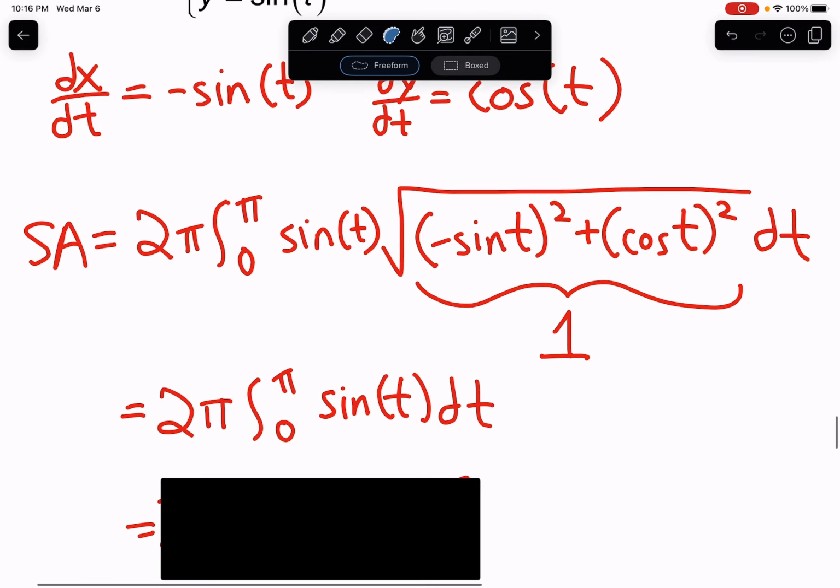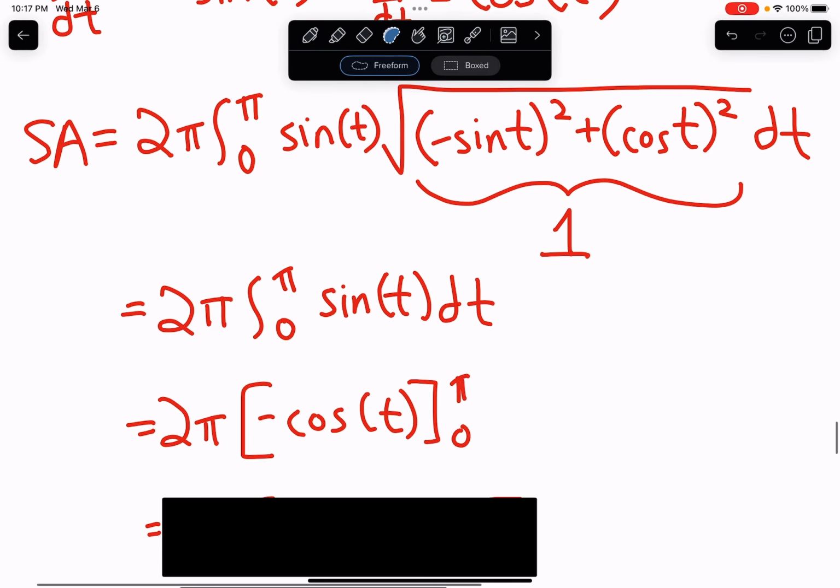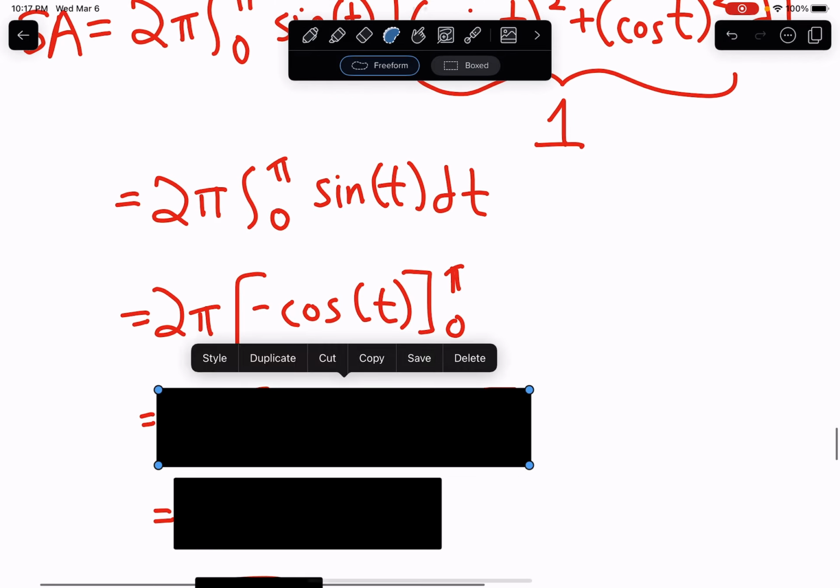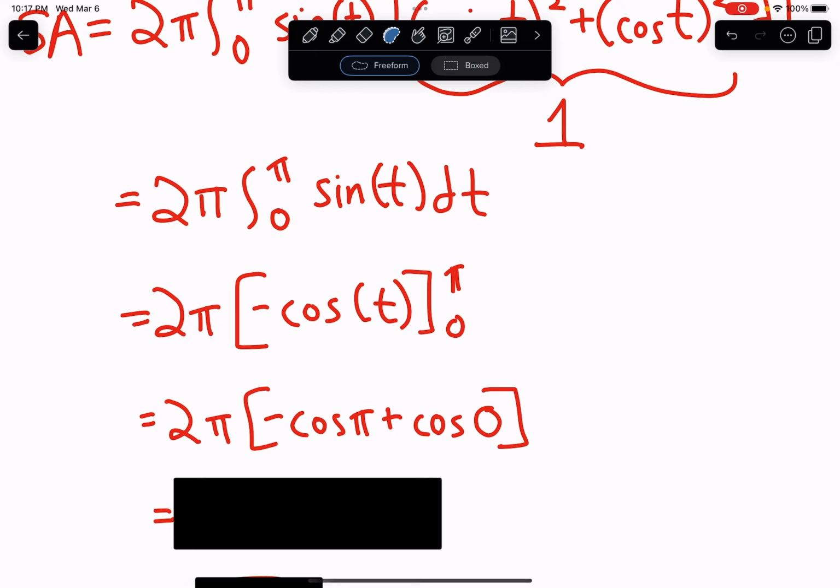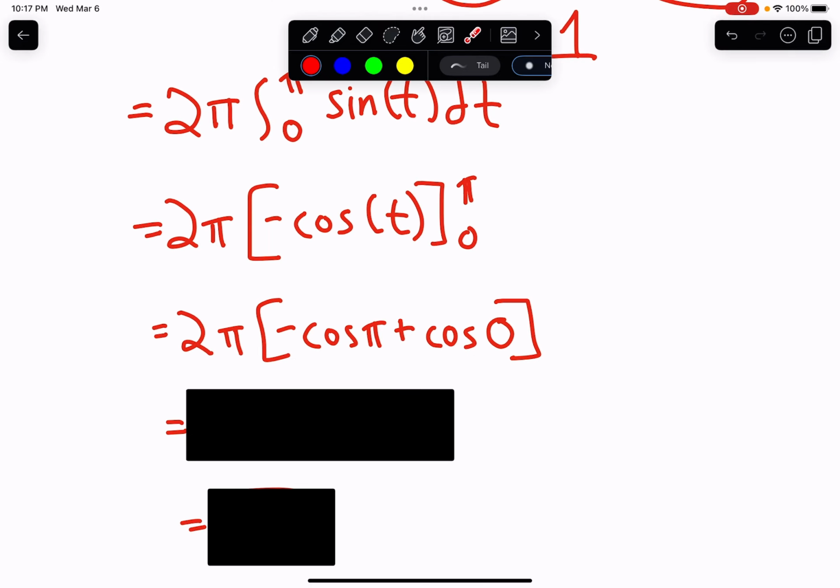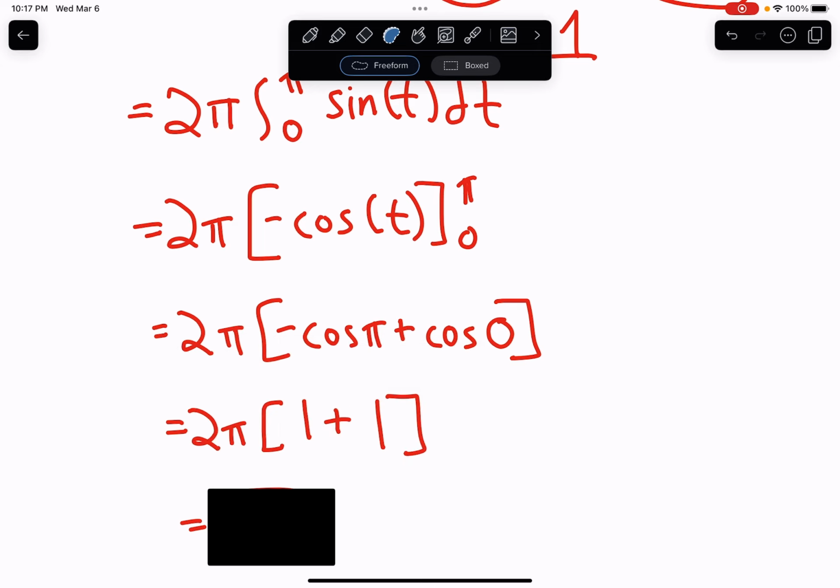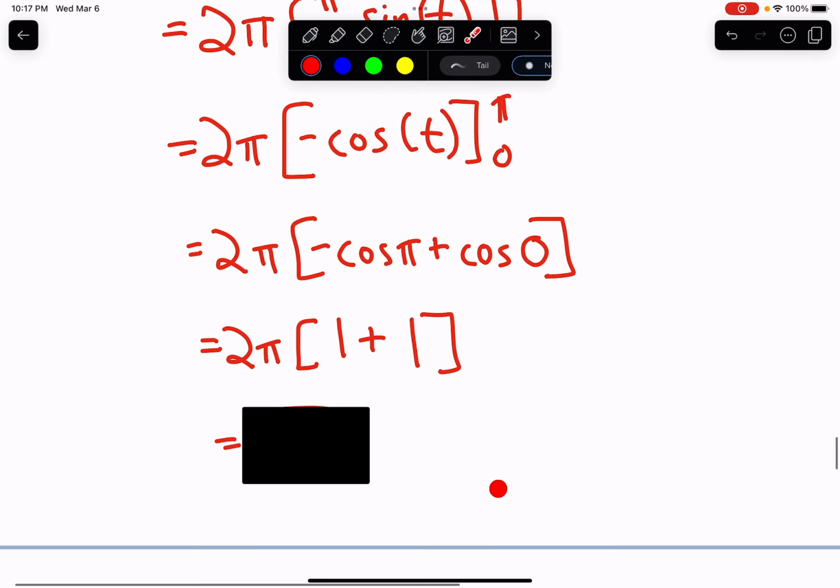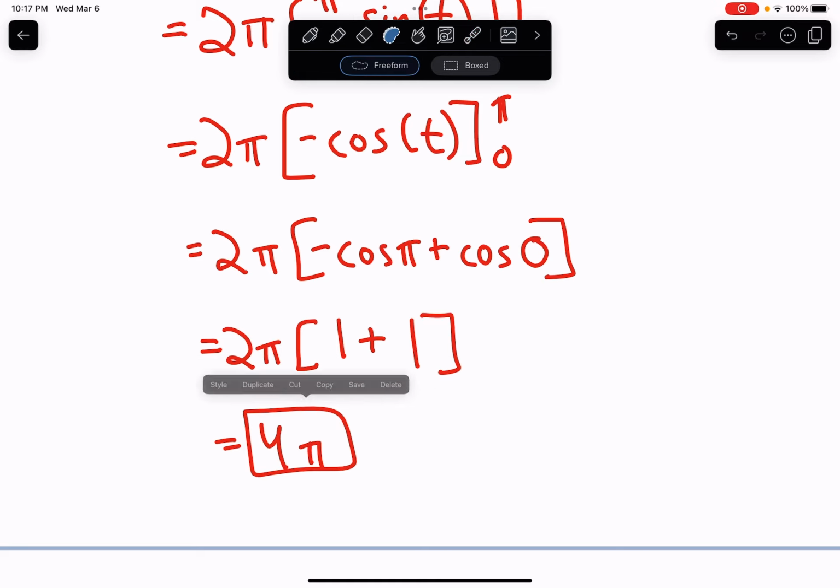Now this becomes a simple top 20 integral. This is 2 pi times the antiderivative of sine, which is negative cosine of t. We're going to plug in pi, plug in 0. Double negatives are going to make this plus cosine of 0. And don't forget your 2 pi in front. So we're going to get 2 pi times negative cosine of pi. That's going to be negative 1, so positive 1, plus cosine of 0 is another positive 1, so 2 times 2 pi gives us an answer of 4 pi.